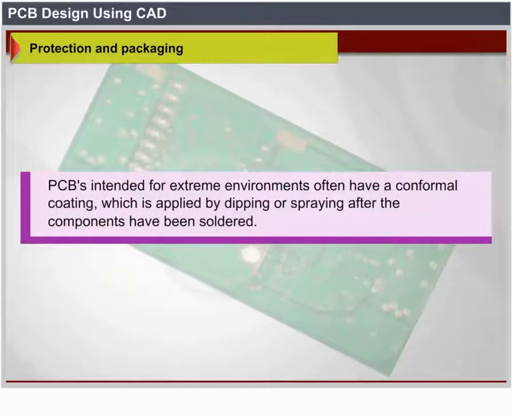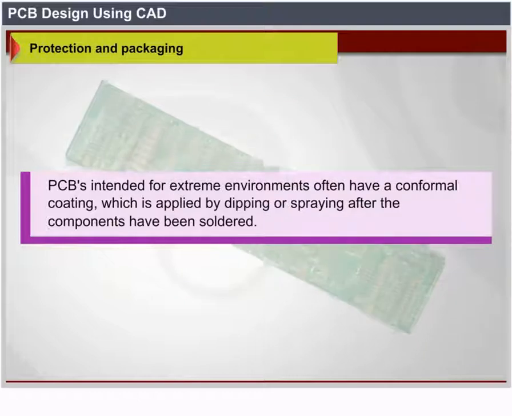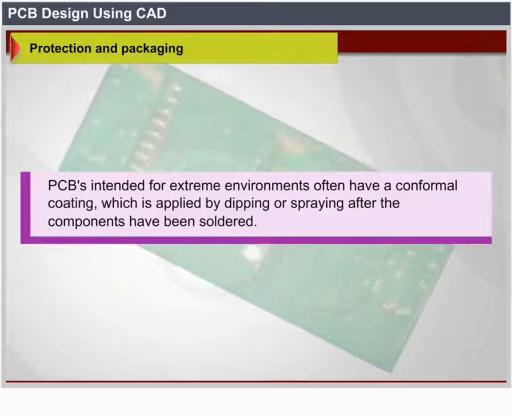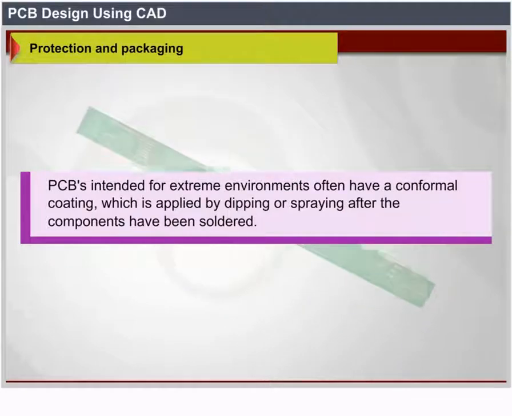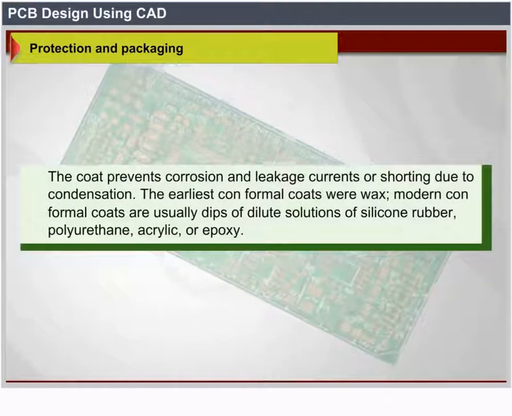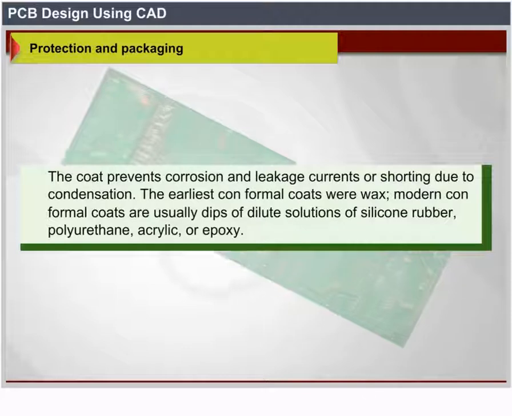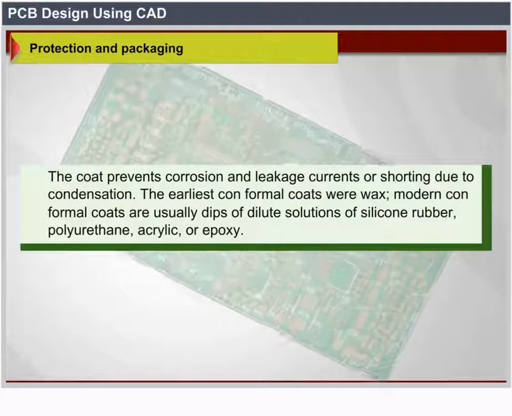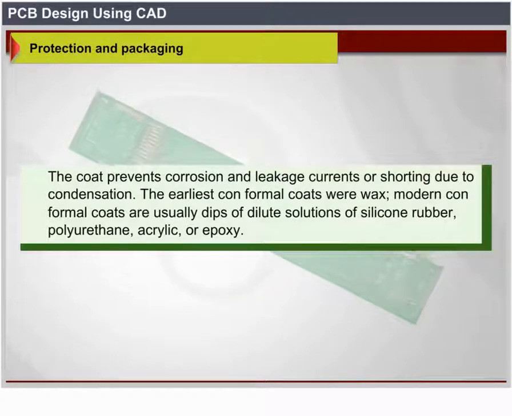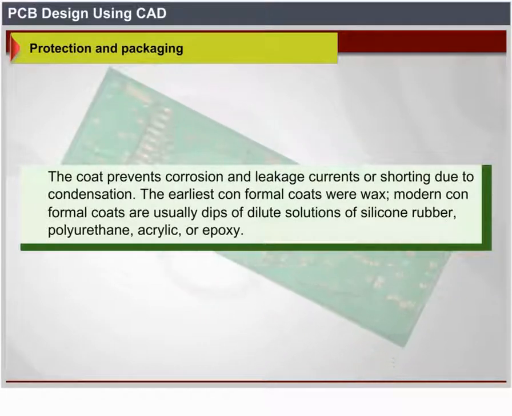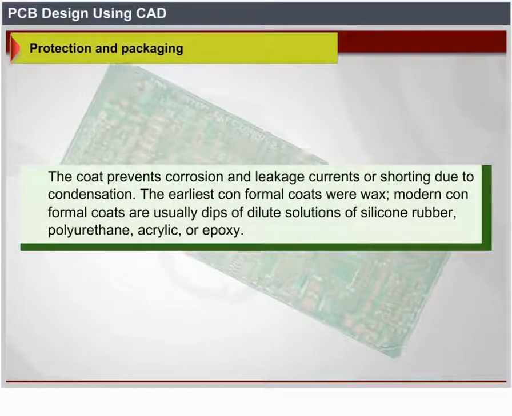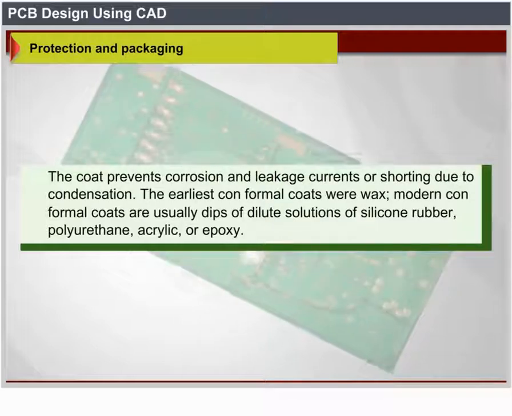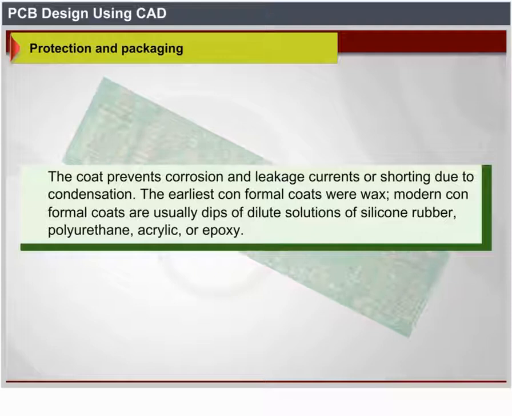PCBs intended for extreme environments often have a conformal coating, which is applied by dipping or spraying after the components have been soldered. The coat prevents corrosion and leakage current or shorting due to condensation. The earliest conformal coats were wax. Modern conformal coats are usually dips of dilute solution of silicone rubber, polyurethane, acrylic, or epoxy.